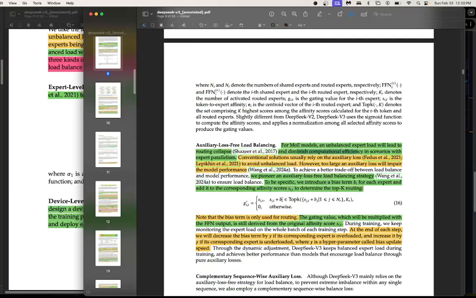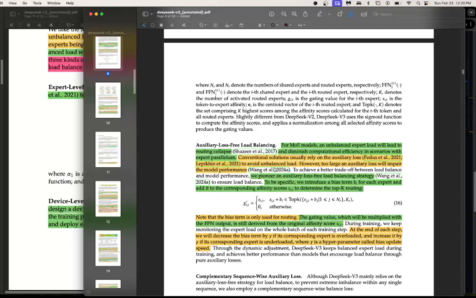Now, they noted that the auxiliary loss function can impair the actual model performance, the quality of its outputs, because you want your loss to be focused on the quality of the output tokens and not impacted too heavily by what computational pattern was used to produce those outputs.